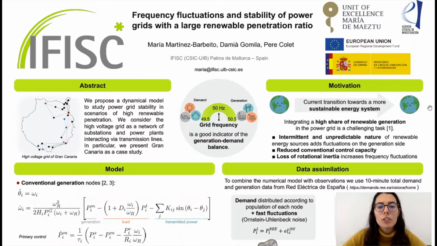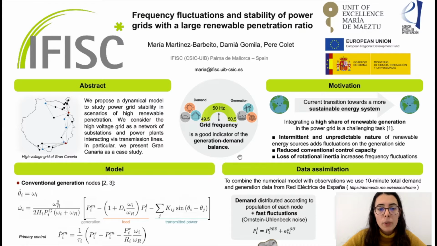a quick guided look at this poster titled Frequency Fluctuations and Stability of Power Grids with a Large Renewable Penetration Ratio. What we propose in this poster is a dynamical model to study power grid stability in scenarios of high renewable penetration, and in particular, we present the case of Gran Canaria.